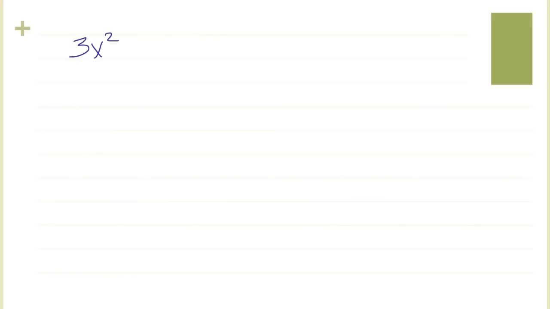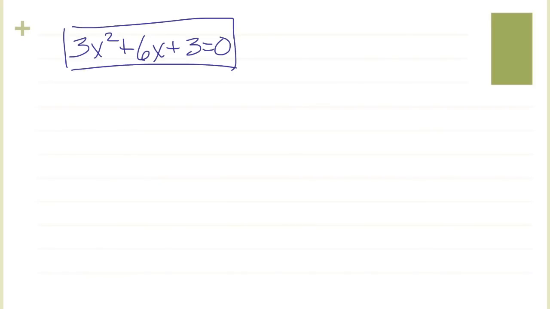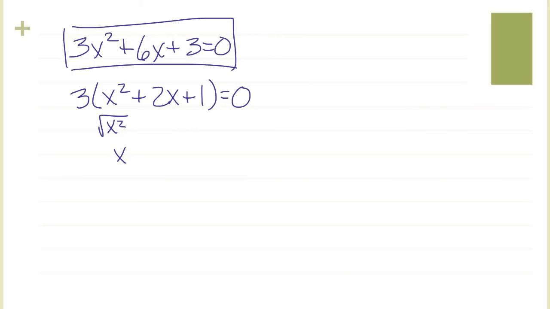3x squared plus 6x plus 3 equals 0. Everything's positive, don't have to worry about signs, that's nice. But I can pull out a greatest common factor. X squared plus 2x plus 1. I could start to write A and B and C, but I recognize this as one of those special patterns. That's a perfect square, that's a perfect square. So it's going to be x plus 1, x plus 1.